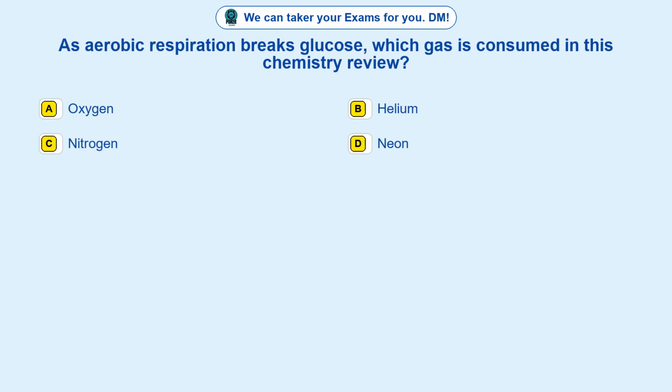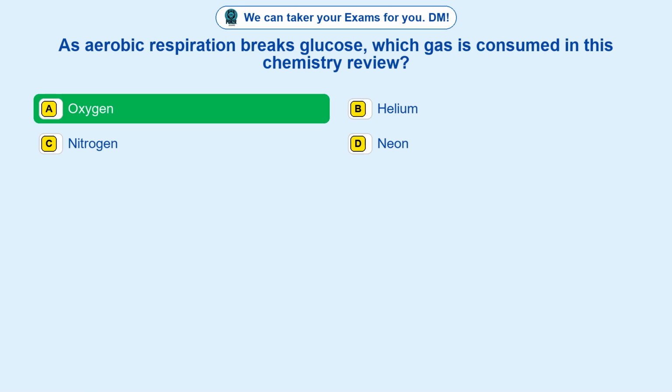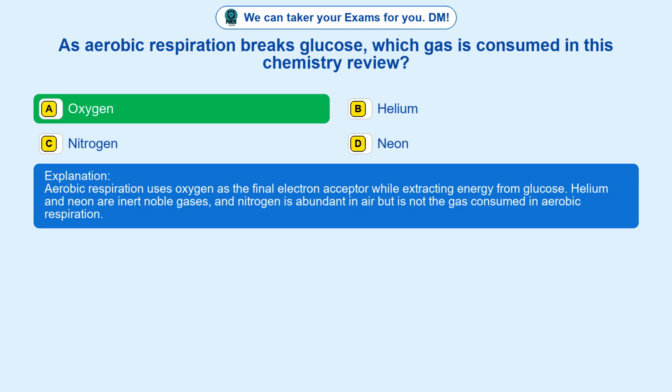Question 23. As aerobic respiration breaks glucose, which gas is consumed in this chemistry review? Option A, oxygen. Option B, helium. Option C, nitrogen. Option D, neon. The correct answer is option A, oxygen. Aerobic respiration uses oxygen as the final electron acceptor while extracting energy from glucose. Helium and neon are inert noble gases, and nitrogen is abundant in air but is not the gas consumed in aerobic respiration.